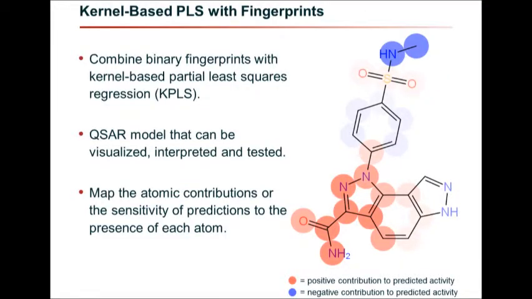In this example, we are going to demonstrate how to combine Canvas binary fingerprints with kernel-based partial least squares, or KPLS for short, to build a regression model for predicting activity. Now, the incorporation of Canvas fingerprints will allow us to map the atomic contributions each molecule makes towards activity. In other words, to visualize potency and to subsequently make rational decisions for further lead optimization.